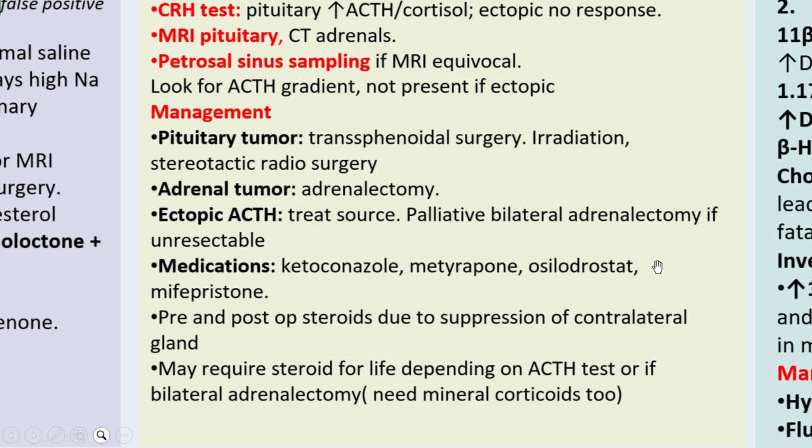Then these patients will need pre and post-operative steroids, because if someone has an adenoma on this side and it's producing a lot of cortisol, the one on the contralateral side is going to be suppressed. So if you just go on and do surgery without giving steroids pre and post-operatively, the patient is going to go into an Addisonian crisis.